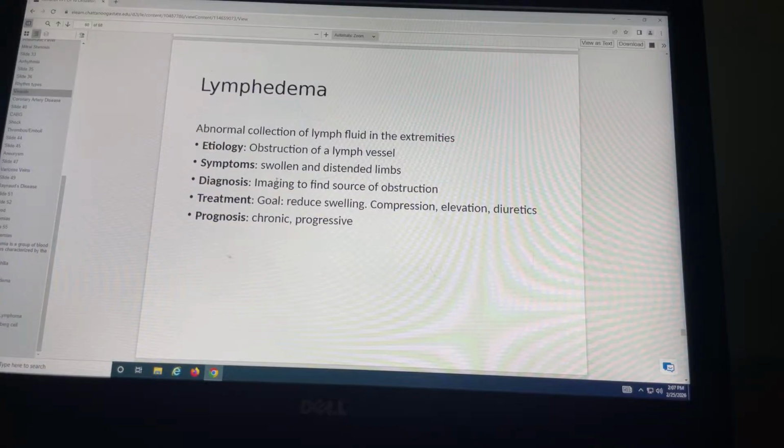Diagnostic-wise, you can look at it and be like, oh, you have a lot of swelling there, and then they can do imaging, and the imaging will show where that blockage is, okay? Treatment-wise, you want to get rid of that swelling, so compression, like compression socks. People who have lymphedema pretty much wear compression all the time. Elevating their legs. Diuretics. What do diuretics do? Make you pee. Yep, so they make you pee out all your extra fluid, right? People on diuretics have to pee all the time. People might call it their water pill. That's a common thing that people call it. And then this is a chronic problem. It's not something you're going to get over quickly.